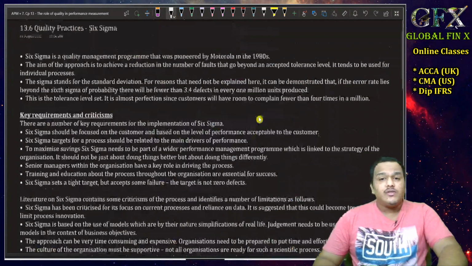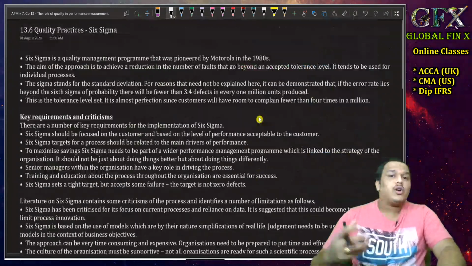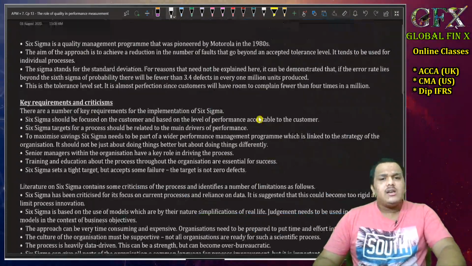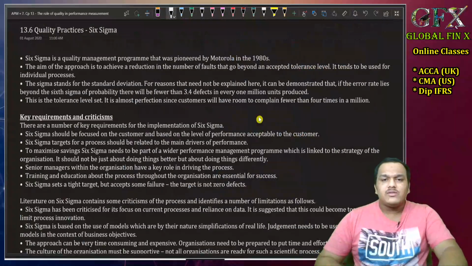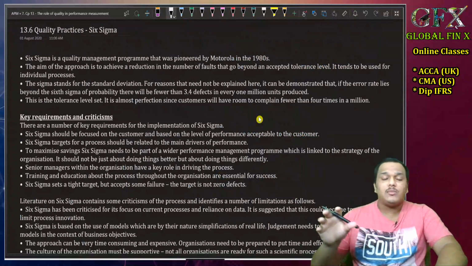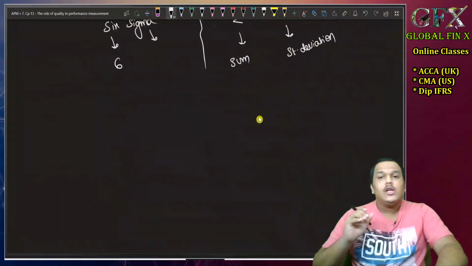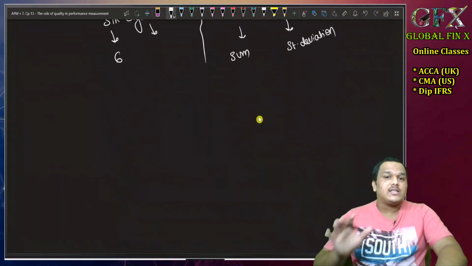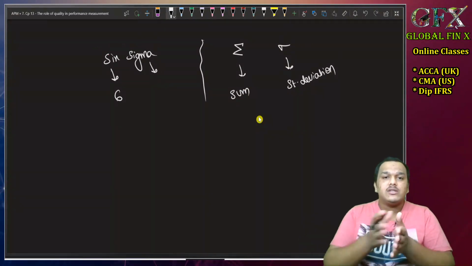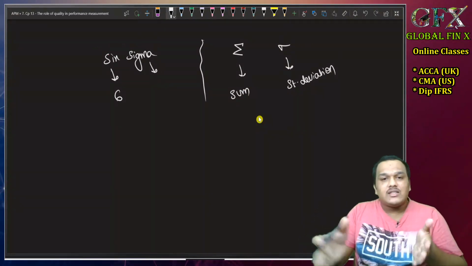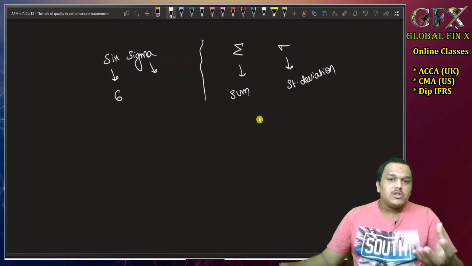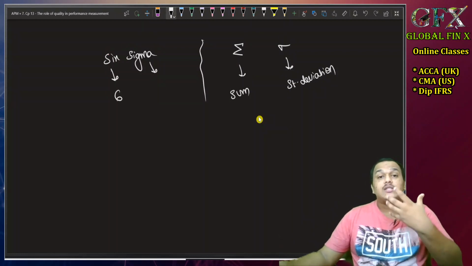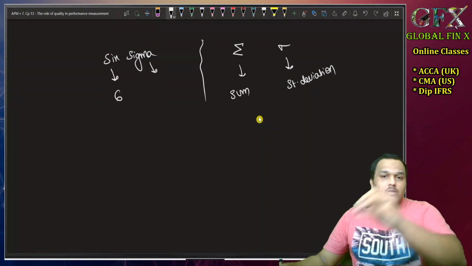If you see your textbook content, your ACCA content, there is nothing given about what sigma is and what Six Sigma is. They do say what Six Sigma is, but they don't talk in depth about the sigma concept. So for students who are good with statistics and already know what a standard deviation is, you can skip the lecture for the next 10 minutes, no problem. If you don't know what standard deviation is all about, or you need conceptual clarity, follow this lecture.